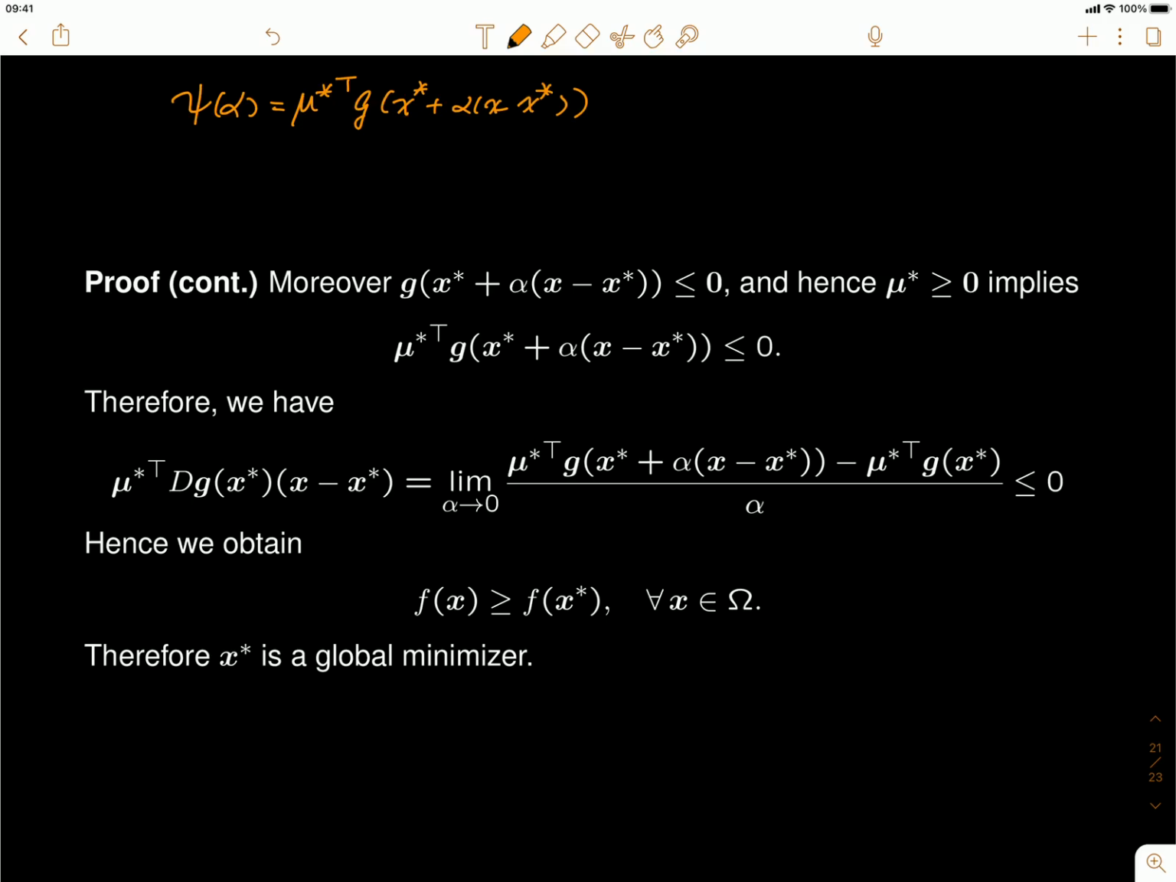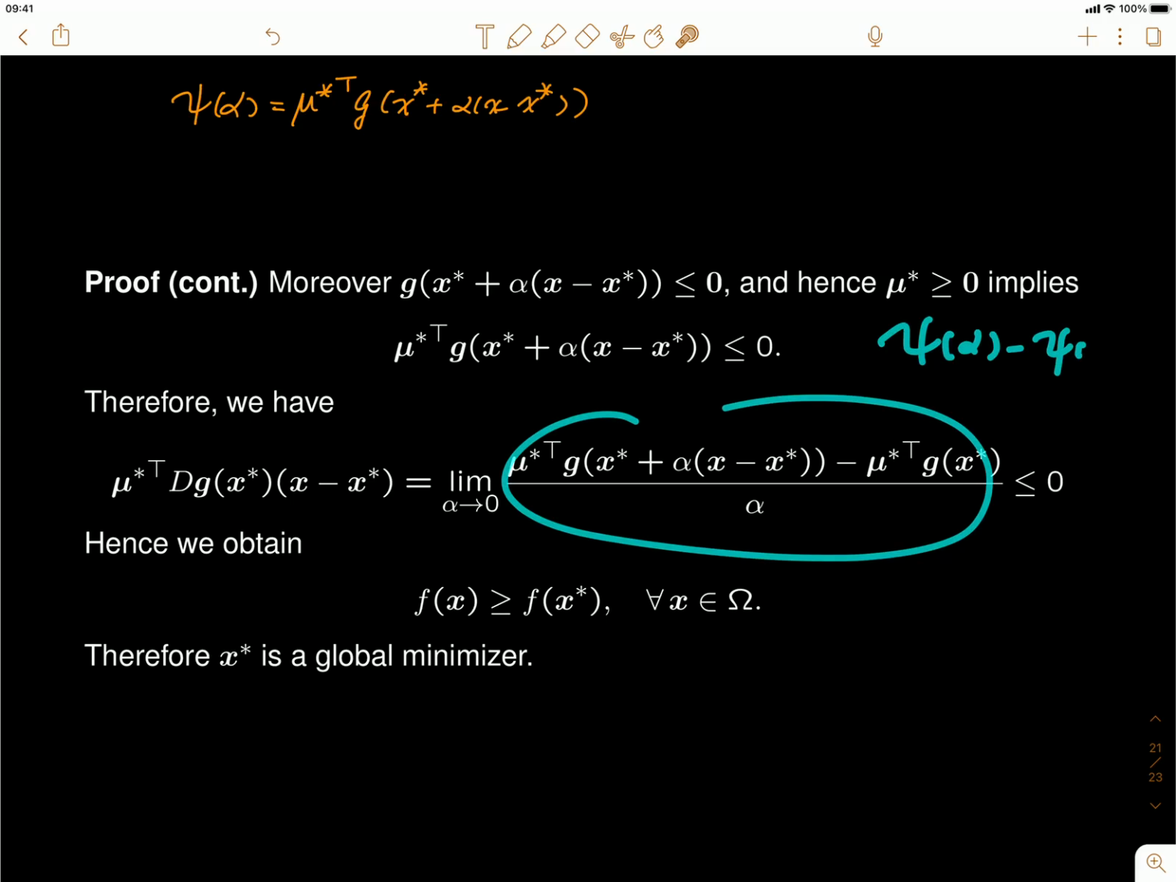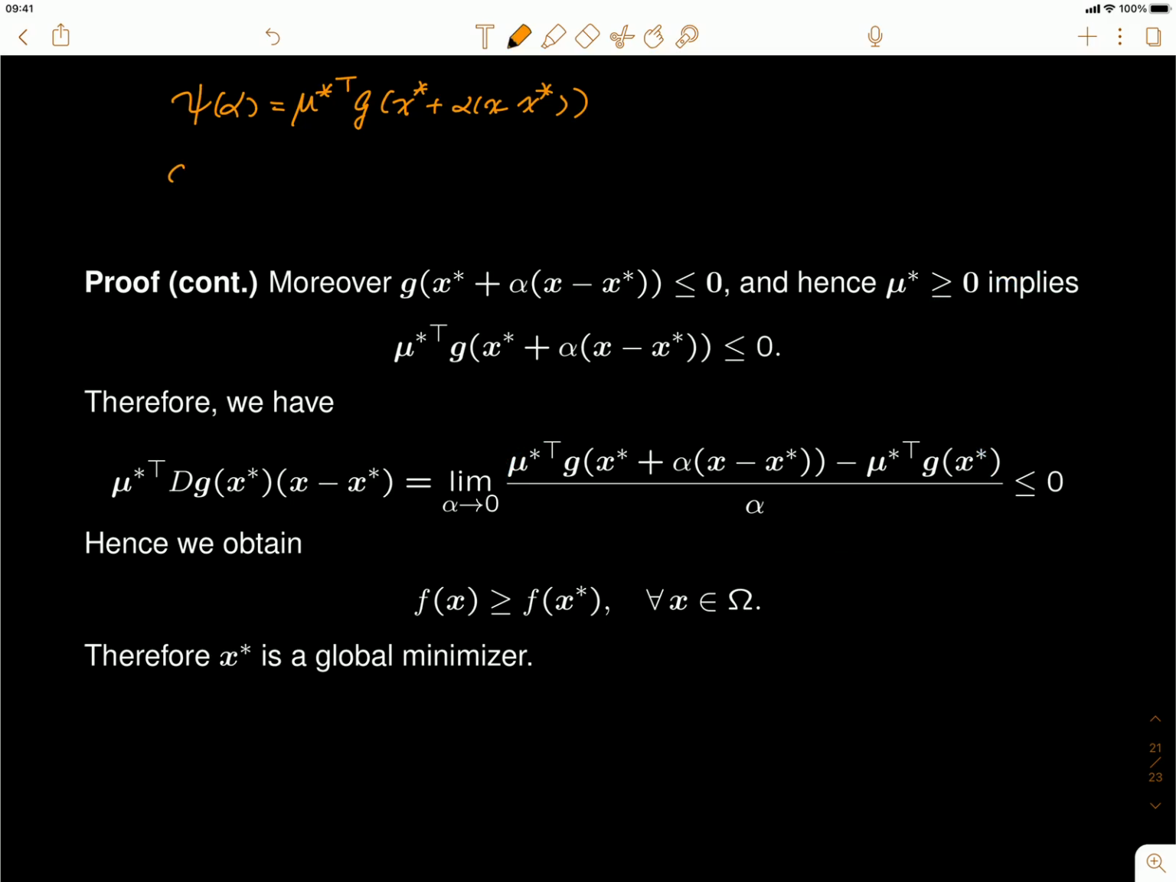And then we know that this term is nothing but psi of alpha minus psi of 0, divided by alpha. We know that this is less than or equal to 0, and this is equal to 0. So when you divide by alpha, this whole thing is less than or equal to 0 for any alpha between 0 and 1. Then when we push alpha to 0, this whole thing will be less than or equal to 0. And that means psi prime at 0 should be less than or equal to 0.